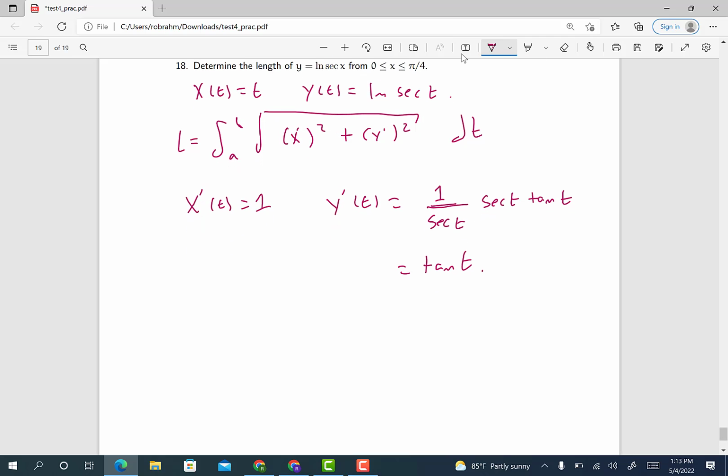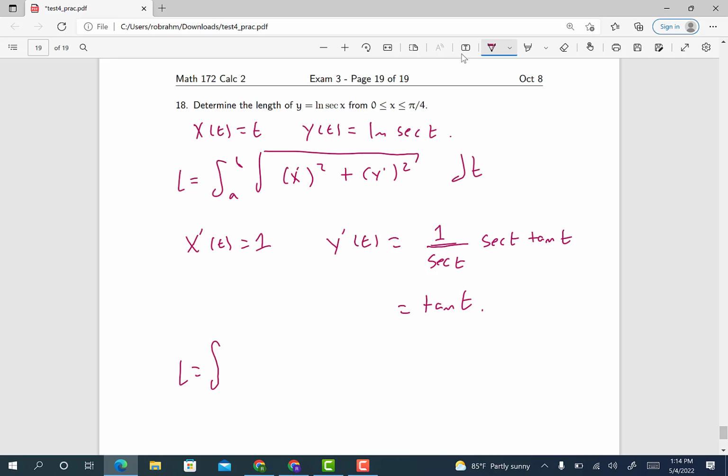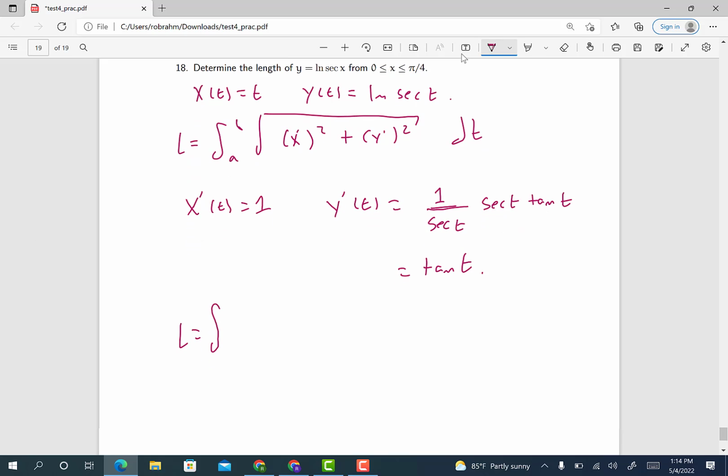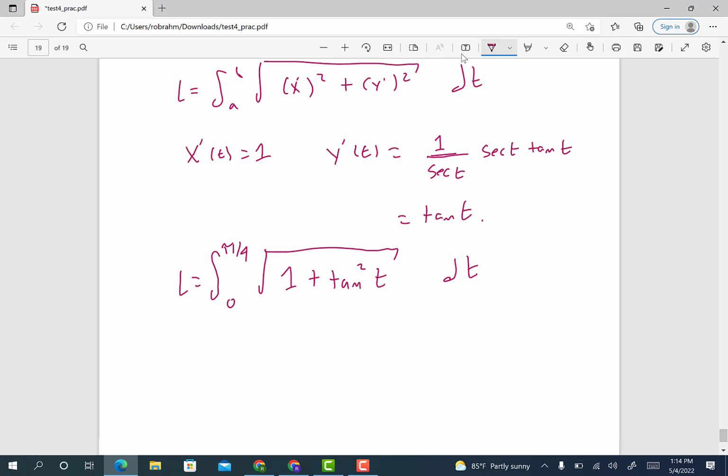Okay, so now the length, we can start plugging stuff into the integral. We're going from a to b. A is 0, b is pi over 4. So this is 0 to pi over 4 times the square root of x prime squared, that's 1, plus tangent squared t dt. Okay, 1 plus tangent squared.